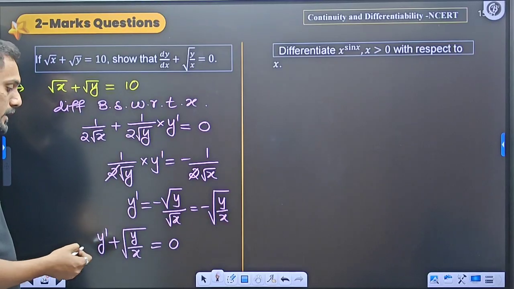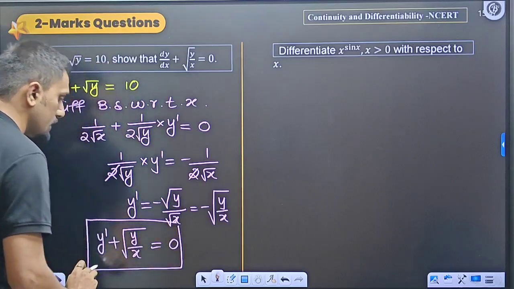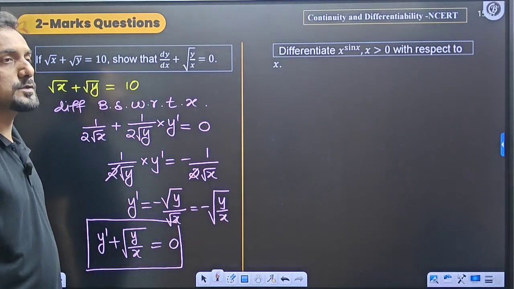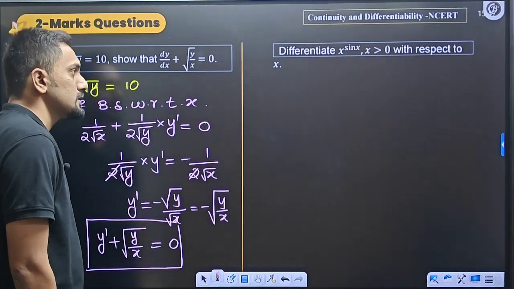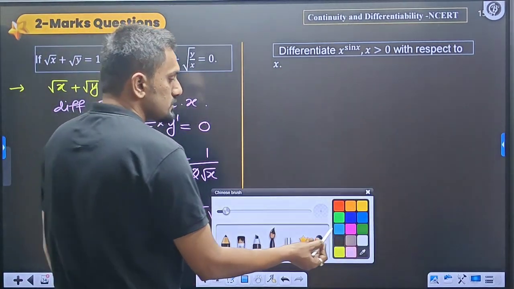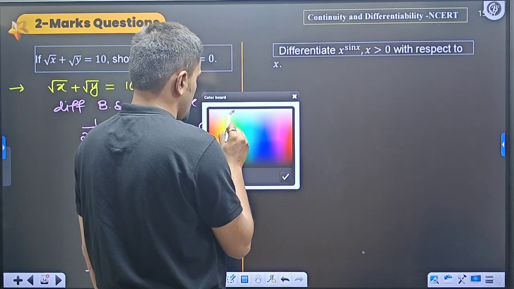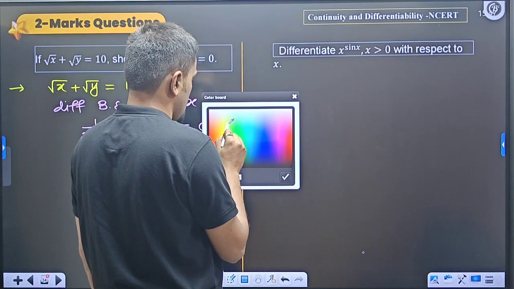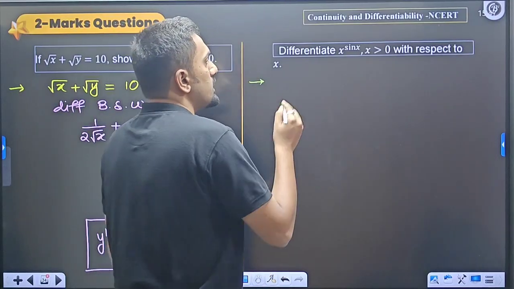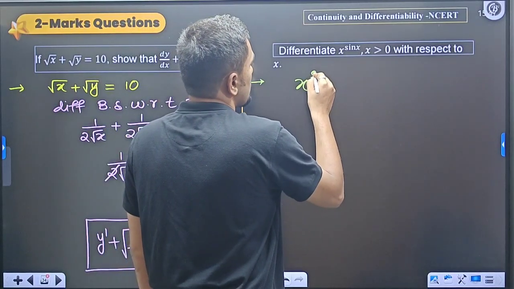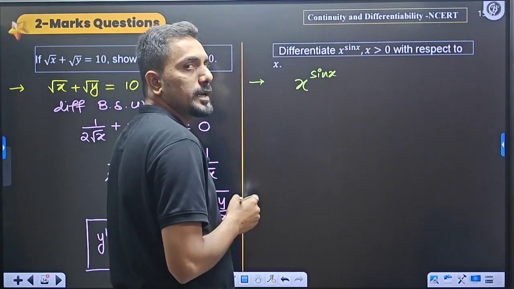In place of y dash you can write dy by dx also. Okay, you can use either notation. In place of dy by dx you can use y dash. Then coming to the second question, in this question he has given that differentiate x raised to the power sin x when x is greater than 0 with respect to x.